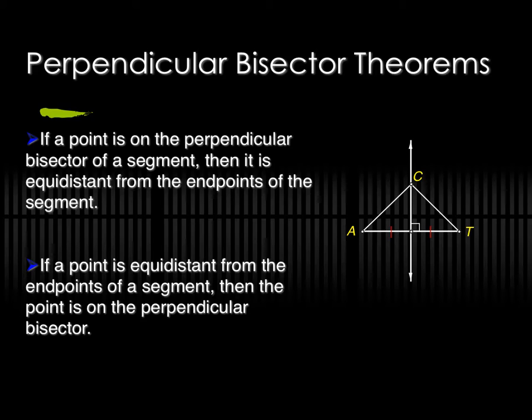So now we take this perpendicular bisector and we put a point on it, I called it C. The theorem is a reversible statement. I gave you both versions of it. It says simply that if it's on the perpendicular bisector, then it's got to be equidistant from the endpoints. In other words, AC is equal to CT. The opposite is true: if you have a point that's equidistant from the endpoints, it's got to be on the perpendicular bisector. Okay, does that make sense?